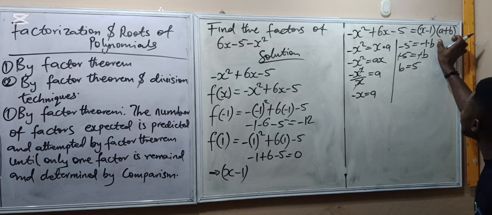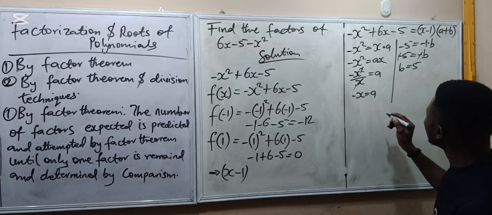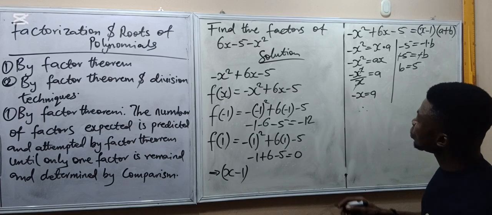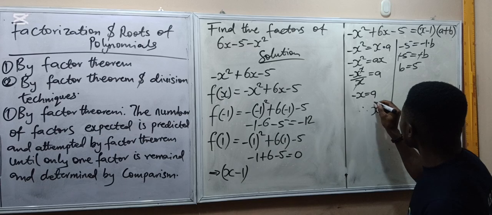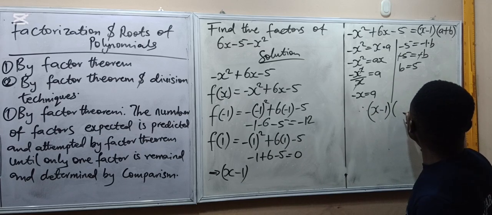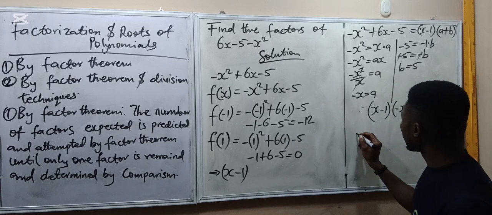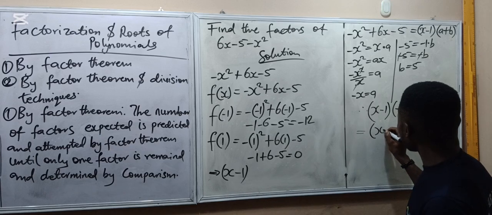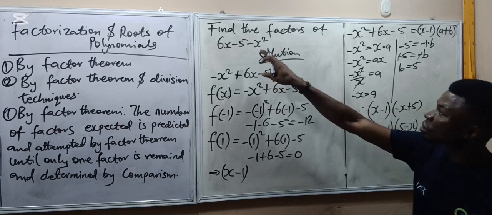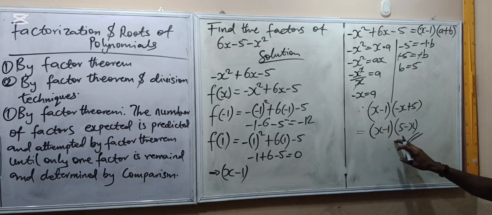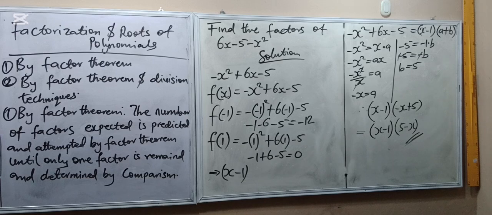Now we've gotten the two, right? Therefore, the two factors of that polynomial are x minus 1 and minus x plus 5, which can also be written as x minus 1 into 5 minus x. So these are the two factors. Find the factors of this polynomial. These are the two factors we are looking for.